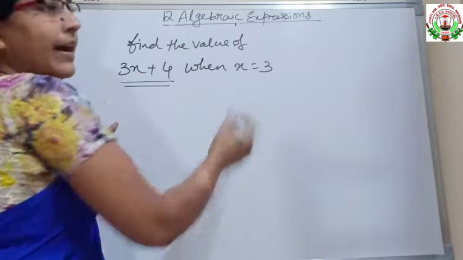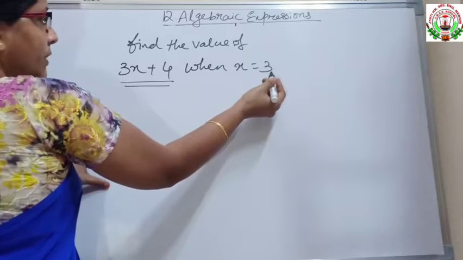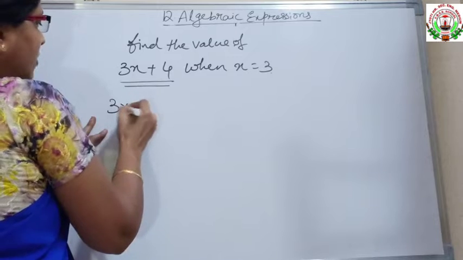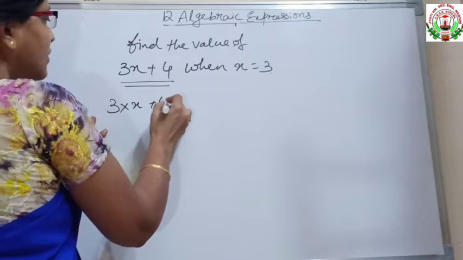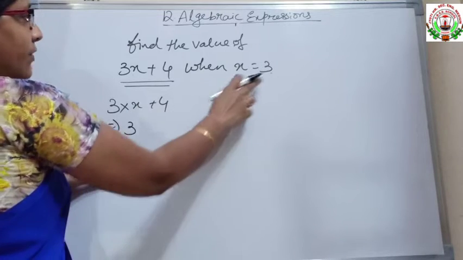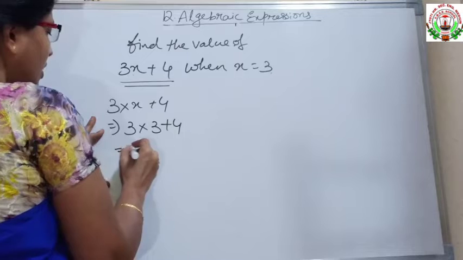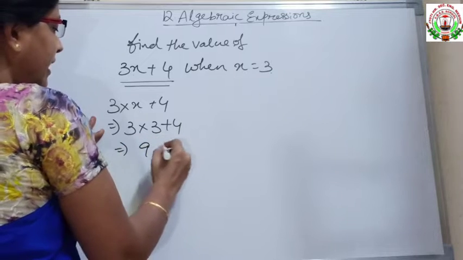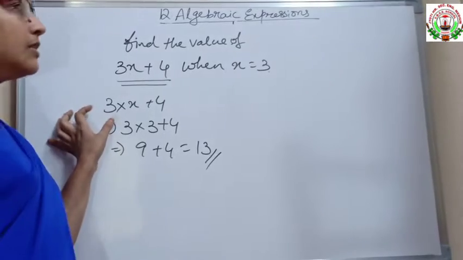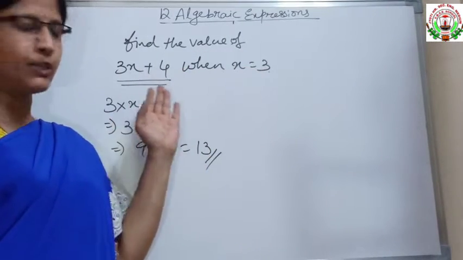They have given the value of the variable also. So we have to keep this value of the variable in this expression. 3x means 3 into x plus 4. When x is equal to 3, in the place of x we have to keep 3. So 3 into 3 plus 4. 3 into 3 is 9. 9 plus 4 is 13. 13 is your answer. Just you have to place the given value of the variable in the expression.